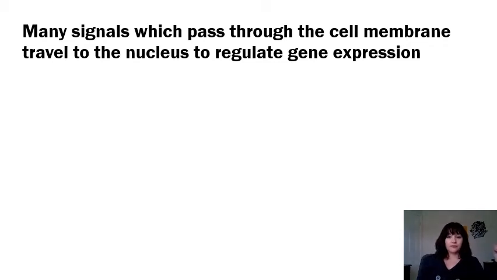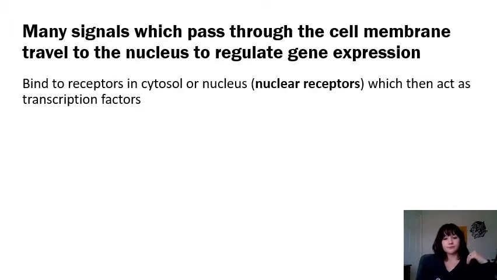Now, some of these signals that travel through the cell membrane will go directly to the nucleus and change gene expression. They'll tell a gene to be turned on or turned off. So in that case, there are receptors in the cytosol or at the nucleus, which are acting as transcription factors. So it's important for you to remember what transcription factors are.